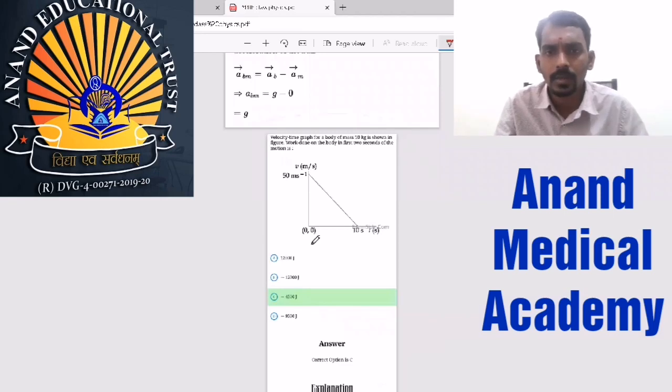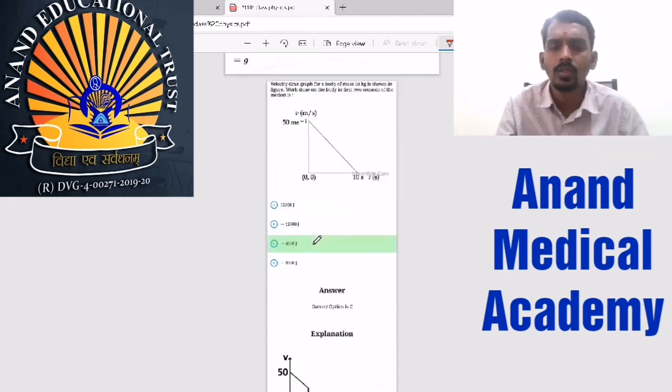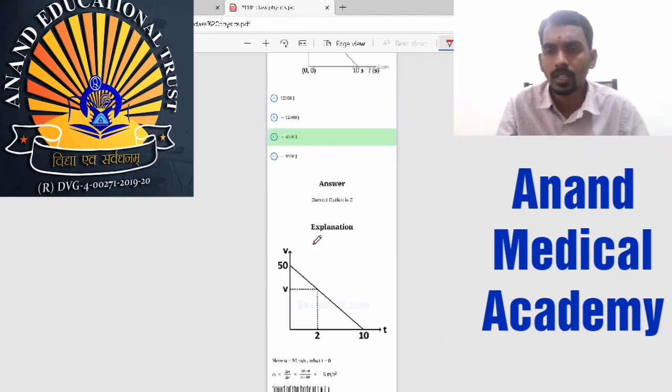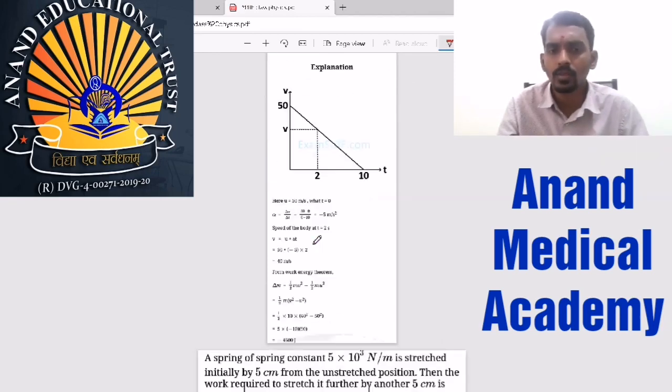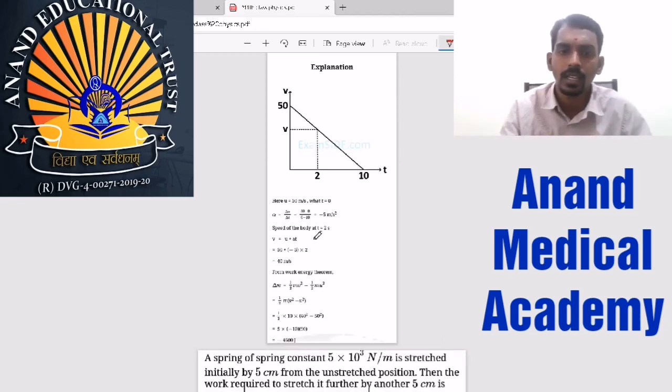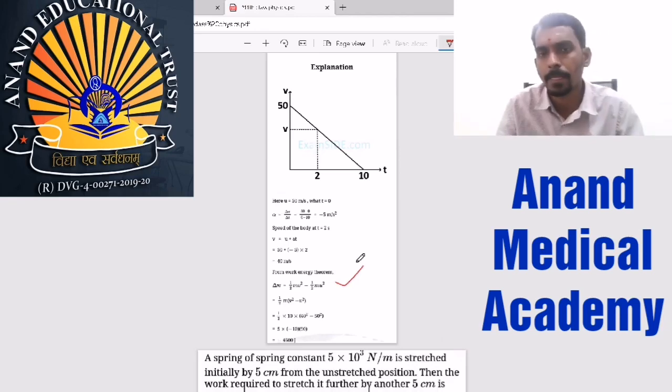Now they have given a velocity time graph. They are asking for work done. So according to the work energy theorem, you have to solve. So what is the work energy theorem? Work energy theorem is change in kinetic energy. Like here, see, they have taken.